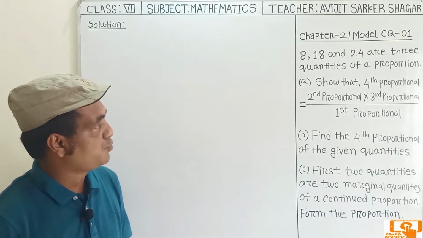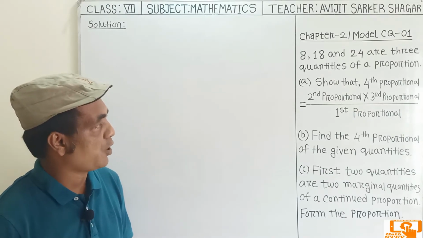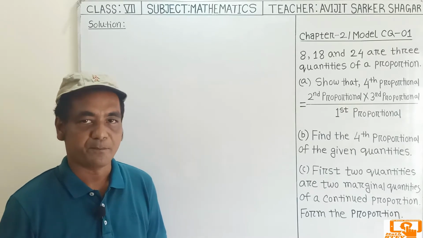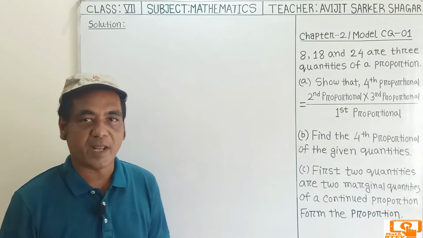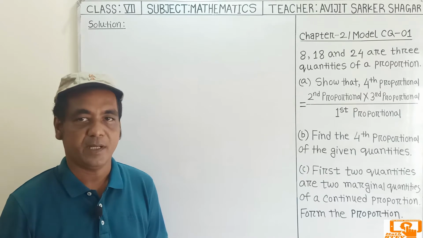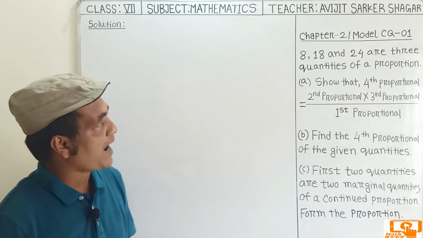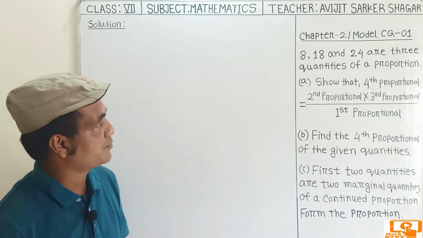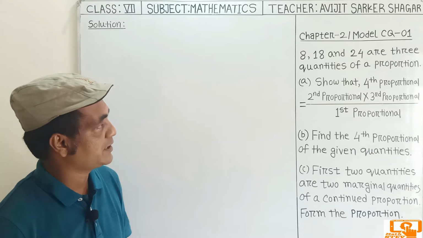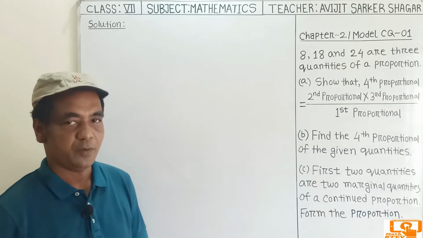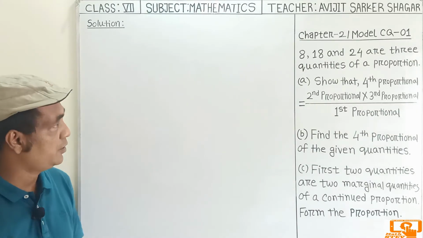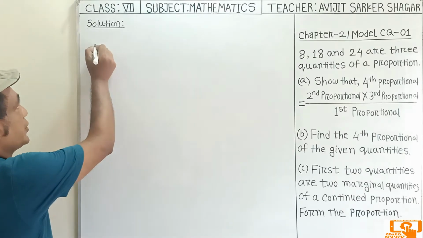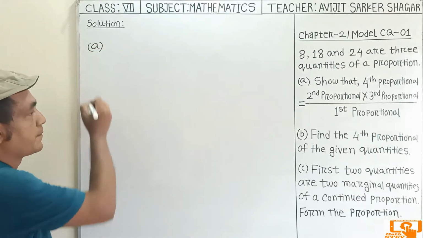8, 18 and 24 are three quantities of a proportion. Okay, we know a proportion has four quantities. Here the first three quantities are given. The first quantity is 8, the second quantity is 18 and the third quantity is 24. Okay, now the solution of the first question, A.